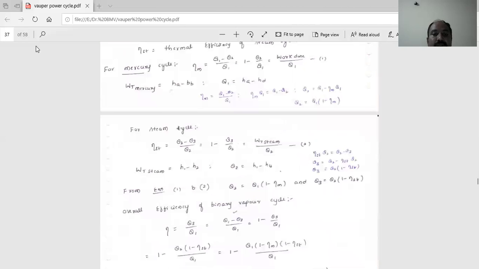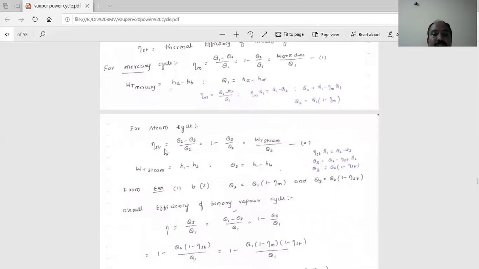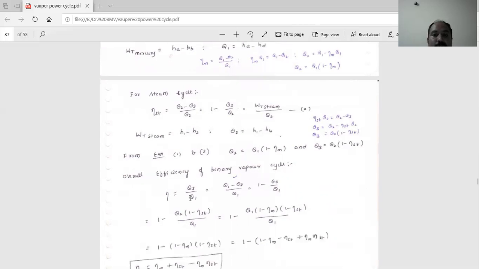Similarly for the steam turbine, efficiency of the steam turbine is equal to (Q2 minus Q3) divided by Q2, that is, 1 minus Q3 divided by Q2. It becomes efficiency of the turbine into Q2 is equal to Q2 minus Q3. So Q3 is equal to Q2 minus efficiency of steam turbine into Q2. Q3 is equal to Q2 times (1 minus efficiency of the steam turbine). Now the efficiency of the binary cycle is equal to Q3 divided by Q1.